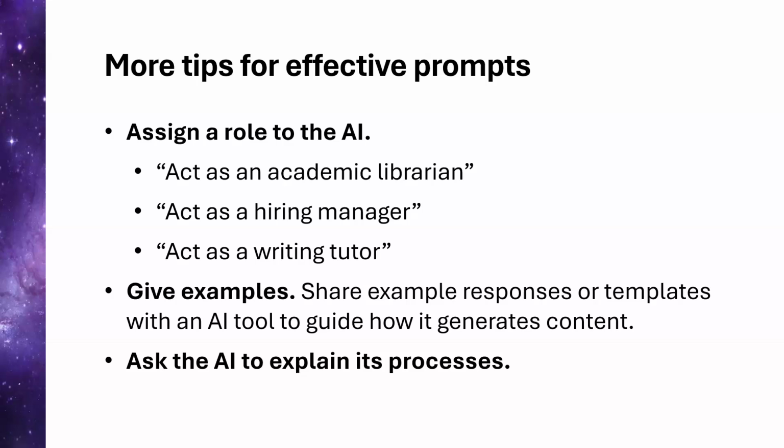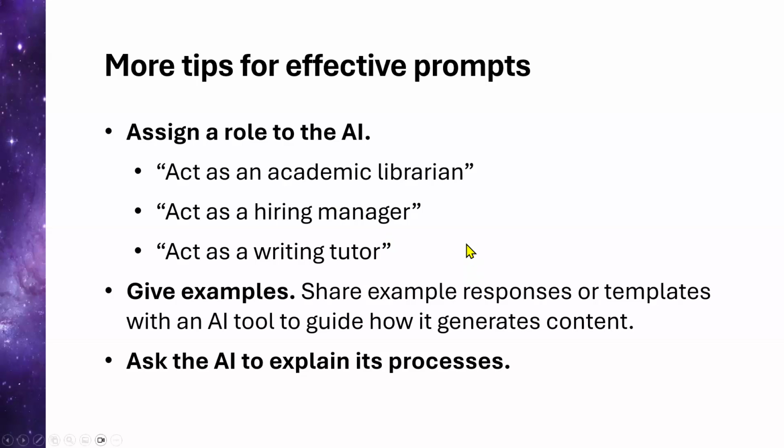Lastly, if you're not sure how an AI tool arrived at its response, you can prompt it to explain its process. Ask it for more information about how it got there. That can include the step-by-step reasoning it followed, the various factors it considered, and the sources it consulted.